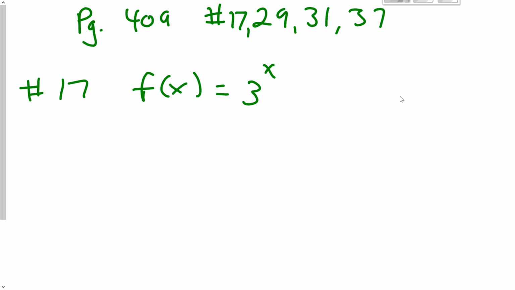The homework for the exponential functions section of 4.2. Here's number 17. You're asked to graph these, so you can just make a chart, x's and y's.